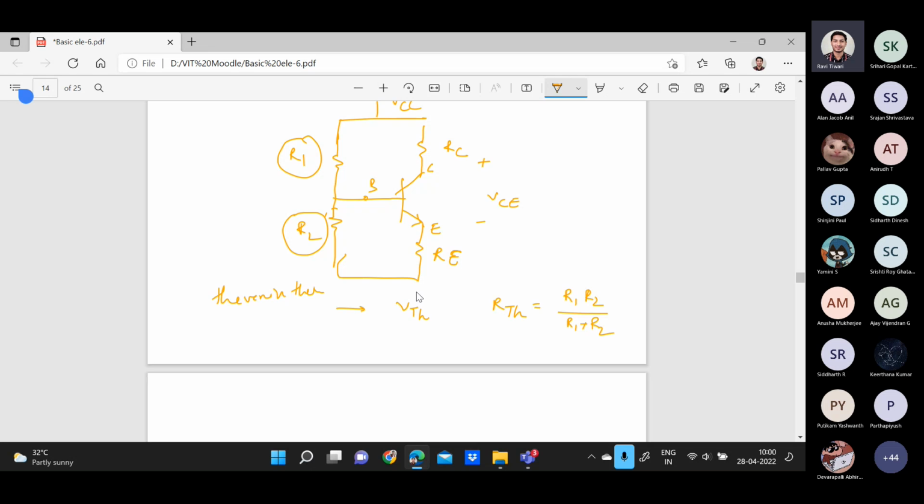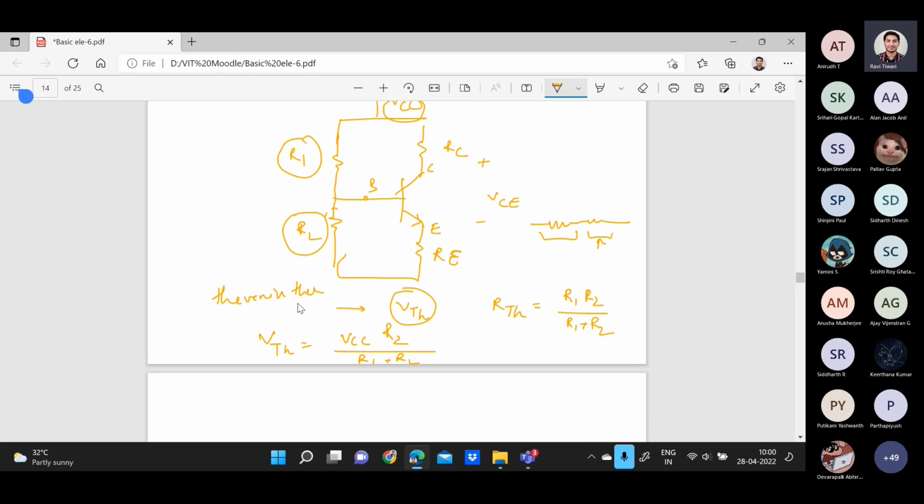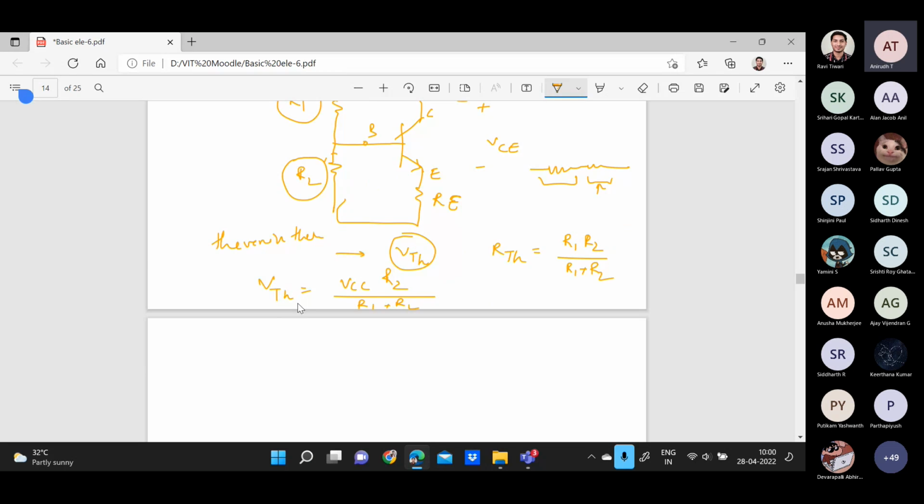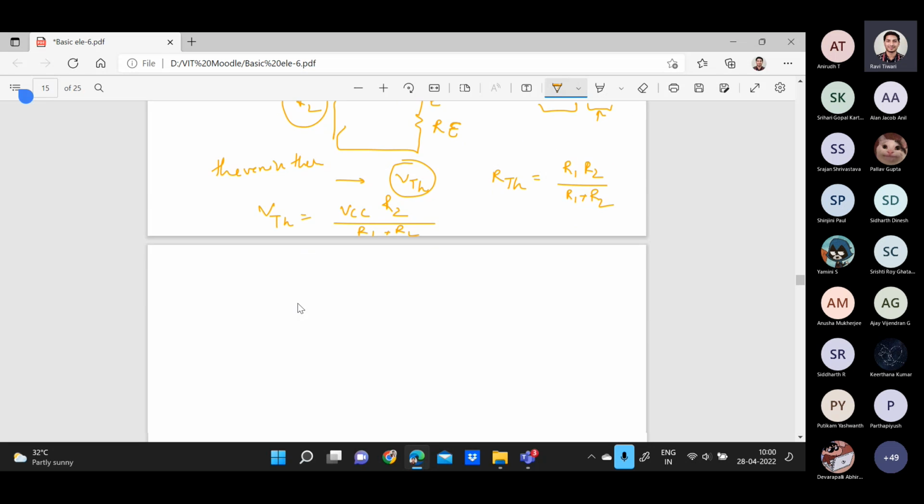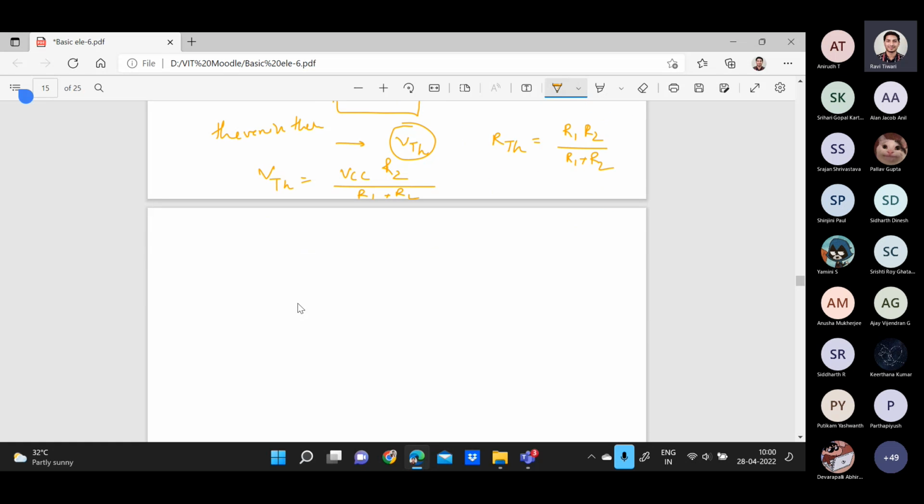And by applying the voltage division rule, you can find the value of VTH is equal to VCC times R2 divided by R1 plus R2, because VCC is our input. For example, if two resistors are connected like this, can you find the voltage across any resistor? Yes, we can find it by applying R2 divided by R1 plus R2. Okay, so the voltage across R2 will be the input voltage, right? And the supplied voltage is VCC.